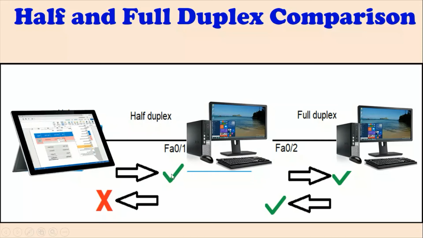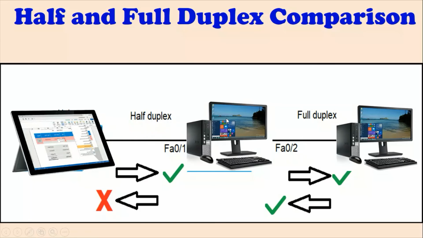One arrow has a tick, which means the laptop is sending data towards the desktop computer, but the desktop computer is not sending data towards the laptop or the tablet. There is a red cross sign, which means that the tablet or laptop can send data but cannot receive data from the desktop. That is an example of half duplex.